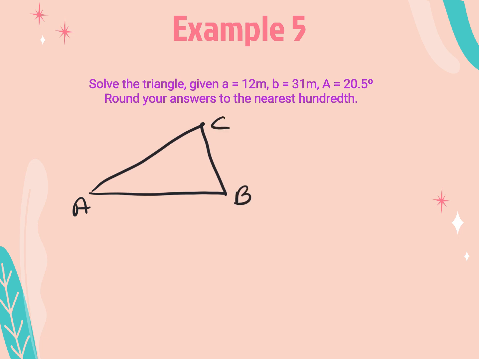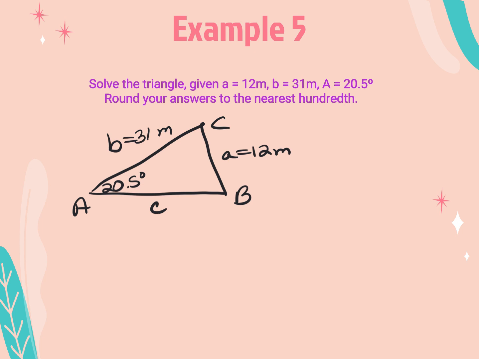So they gave me angle A, it was 20.5 degrees, and then they gave me side length b, which is opposite angle B, 31 meters. They gave me side length a, which is 12 meters, and I don't know side length c. Now, anytime you're given the angle measure in degrees and minutes or degrees, minutes, seconds, you have to use your prior knowledge and convert those minutes into a decimal degree.